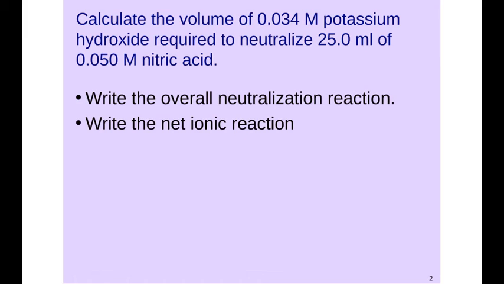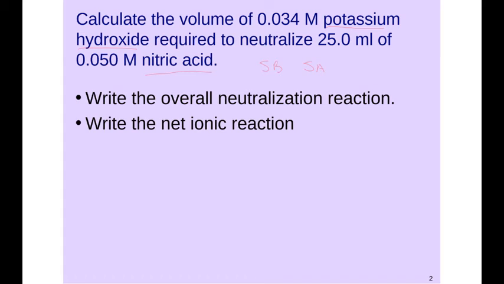So as we mentioned in class, the first step when you get to a problem is to determine if you're dealing with strong acids and strong bases, or any weak acids and weak bases. So when we look at this problem, we can see we're calculating the volume of 0.034 molar potassium hydroxide, the amount of that's required to neutralize 25.0 milliliters of nitric acid. So potassium hydroxide is a strong base, and nitric acid is a strong acid. So good news here is we have just a strong acid and a strong base, and we're not dealing with any weak acids or weak bases, so no RICE tables.